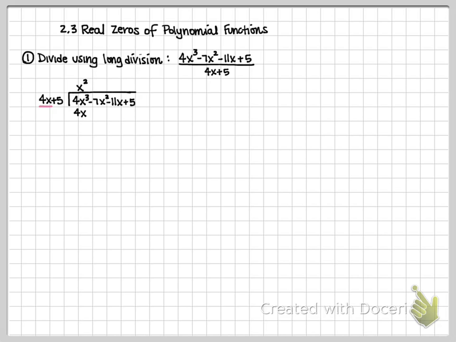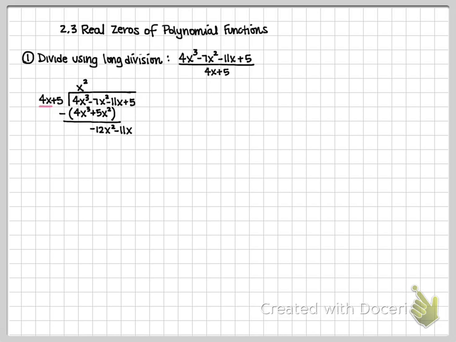X squared times 4x is 4x cubed. And then 5 times x squared is 5x squared. Every time you do that multiplication, that needs to be subtracted from the previous line. So watch your signs on this. The 4x cubeds are going to cancel. The x squareds are stacked up. They're like terms, so let's go ahead and combine those. I have a negative 7 minus 5, so this is going to give me a negative 12. Bring down the x squared, and I normally just bring down one term at a time.